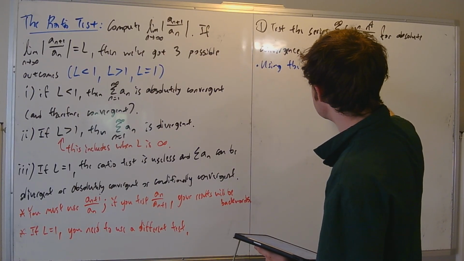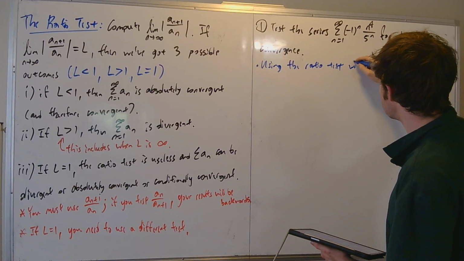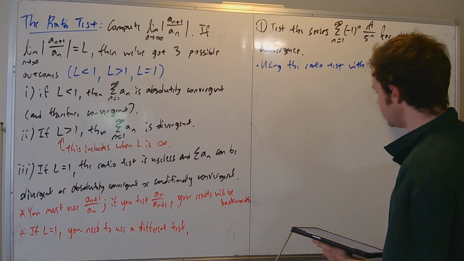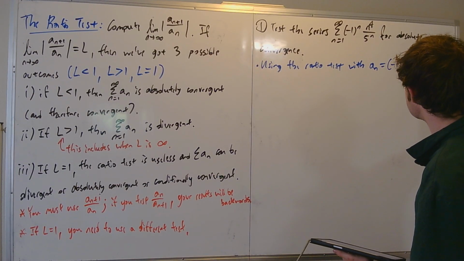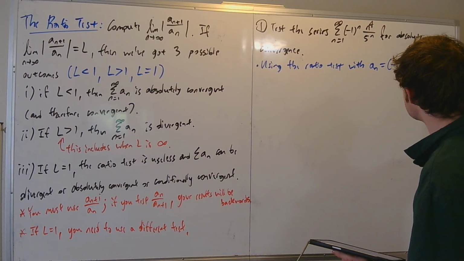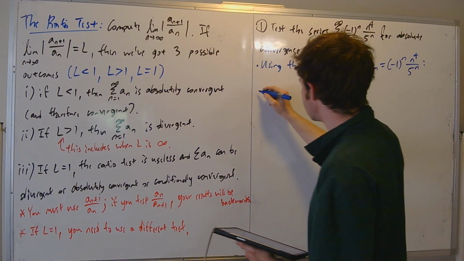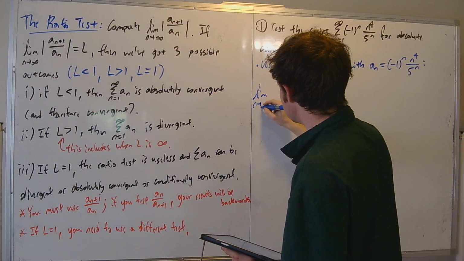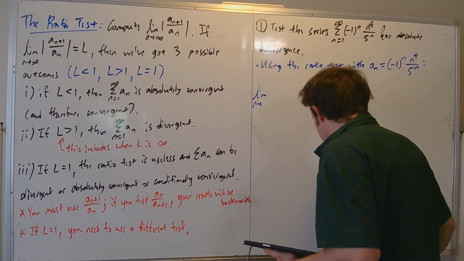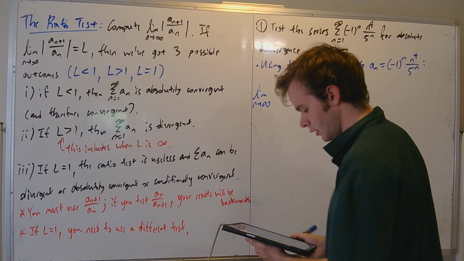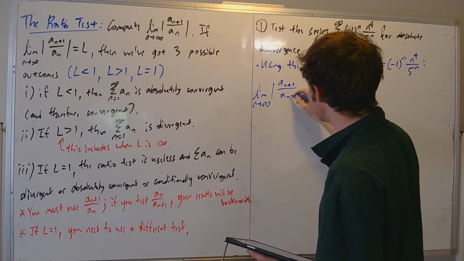Okay, so I'll say here that we're going to be using the ratio test with a_n equals (-1)^n times n to the 4th over 5 to the power of n. So let's just plug it in to this formula. So we've got the limit as n goes to infinity of the absolute value of a_{n+1} over a_n.